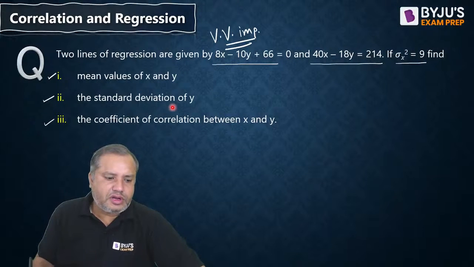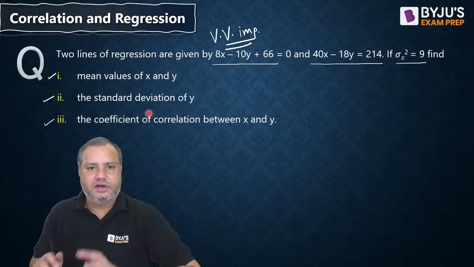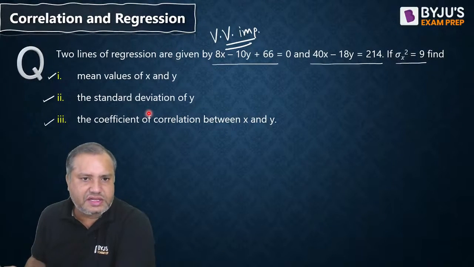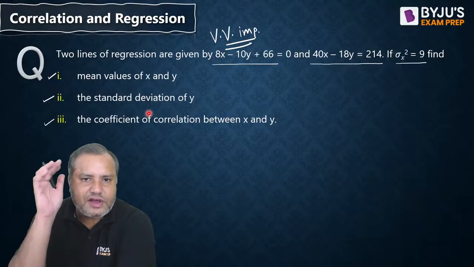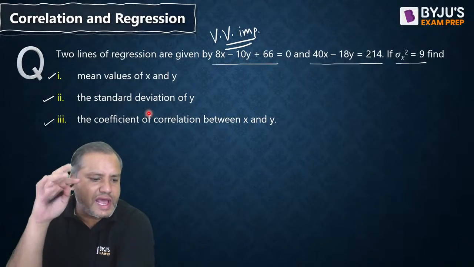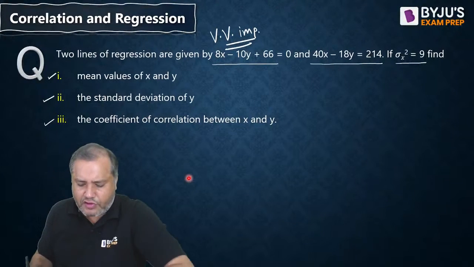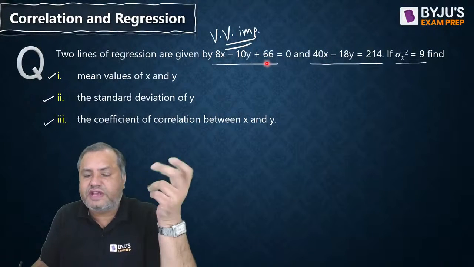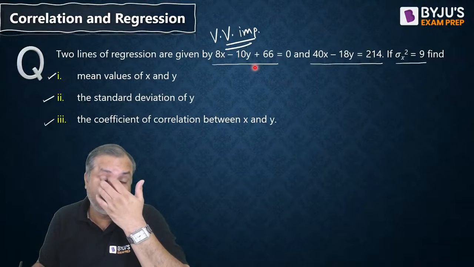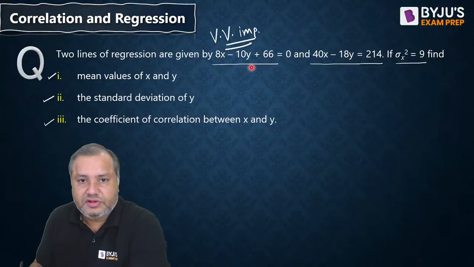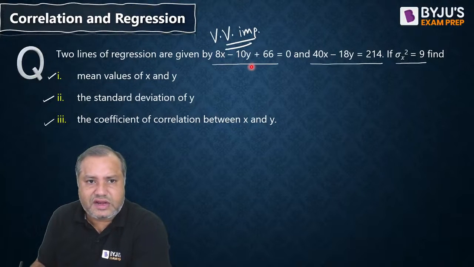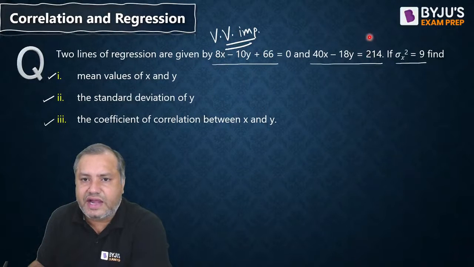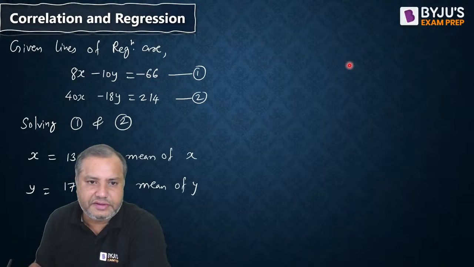Now, before approaching any of the remaining parts, again reconsider these lines. As of now, you can see two lines are given, but you don't know which one is y on x and which one is x on y. Are you aware of this? It is a general theme that we assume the first line is the regression line of y on x and the second line is the regression line of x on y.